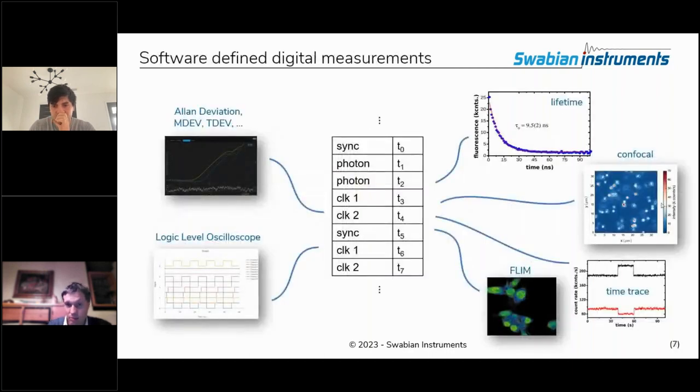So in a way, what we've done is implemented a time tag stream processing engine, you may call it like that, that allows you to hook any type of processing threads that all run in parallel and on the fly onto this time tag stream. And that makes it very easy to use.